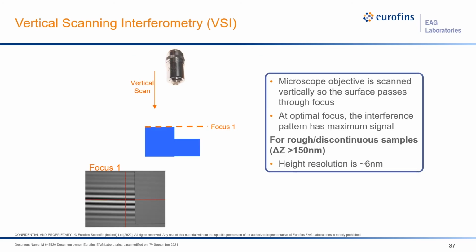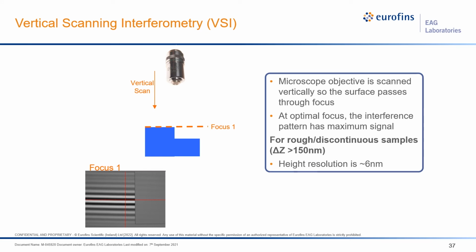The other main operation mode for OP is vertical scanning interferometry, or VSI. In this case, the entire objective is moved vertically up to 10 millimeters. When a surface is at the focal point, the path length to the reference mirror equals the path length to the sample, and this corresponds to the maximum contrast in the interference pattern, or where the fringes are the brightest. The height of the objective at this position relates to the height at each point in the image.